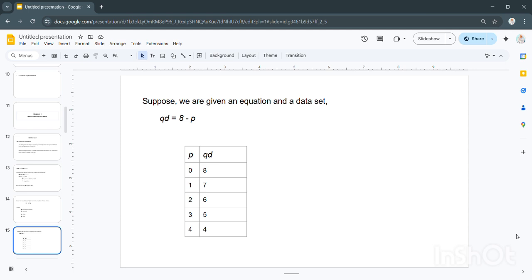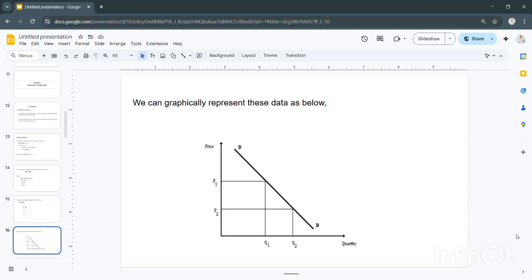Now we can graphically represent this data as below, as seen in the graph, where Q1 is quantity demanded 1, and P1 is the price 1. P2 is the second price and Q2 is the second quantity demanded.